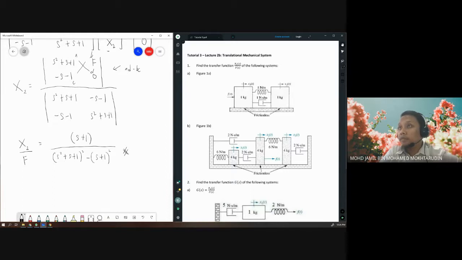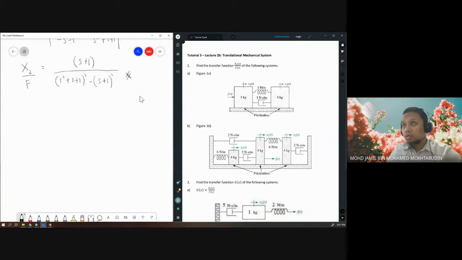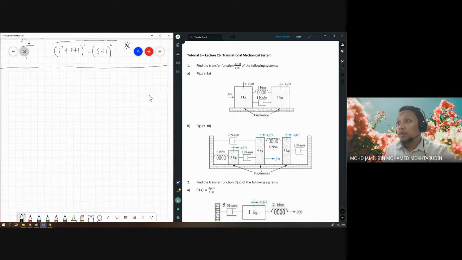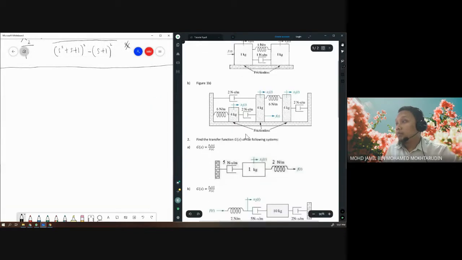Sometimes you will have a 3 by 3 matrix, which is more difficult to simplify the determinant. So sometimes the question will say leave it in determinant form. Okay, so this is the answer. Any questions? Okay, if you're okay, we move on to question B.